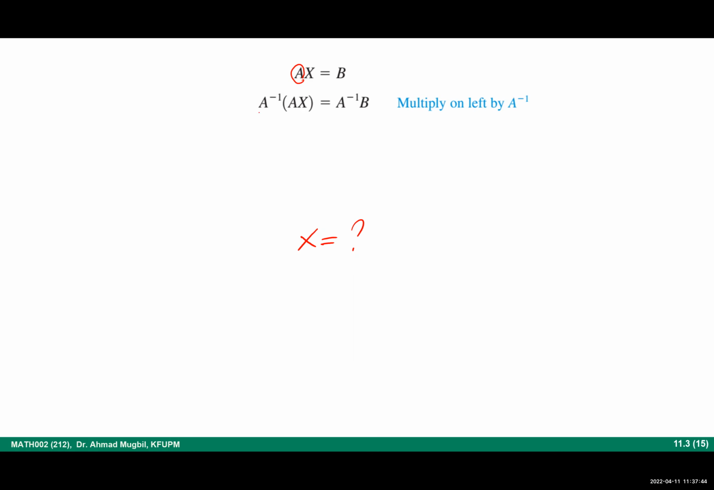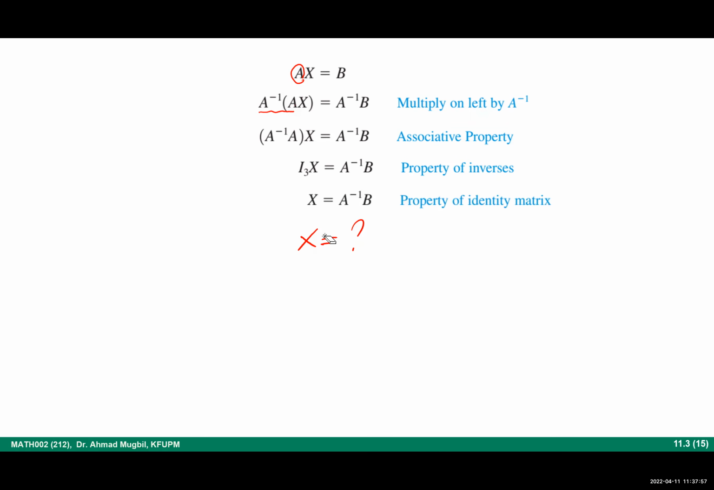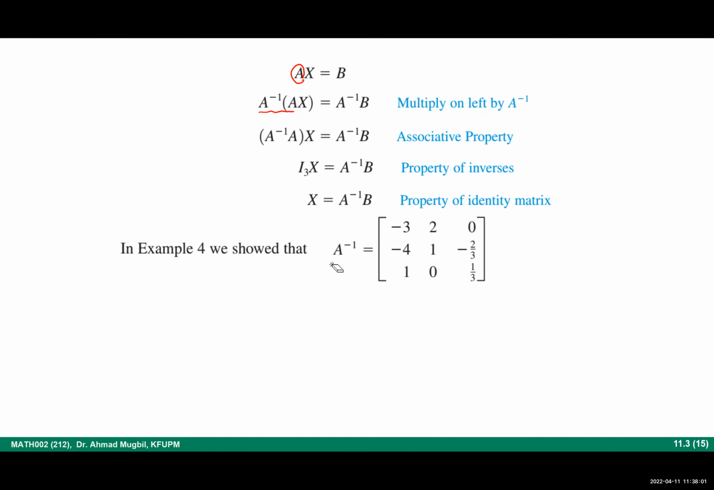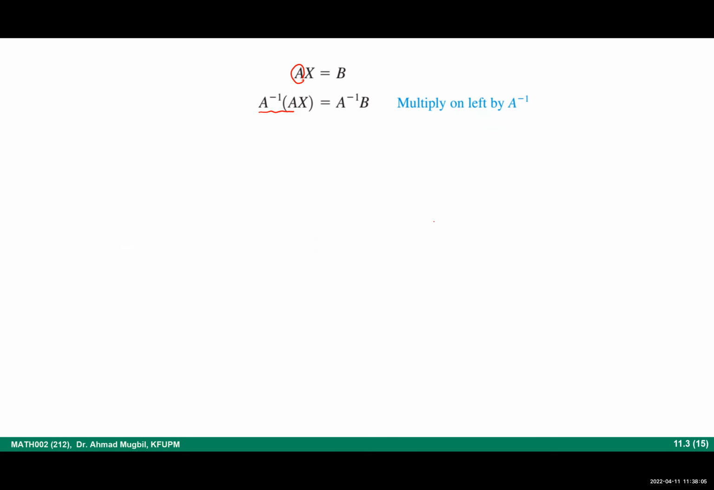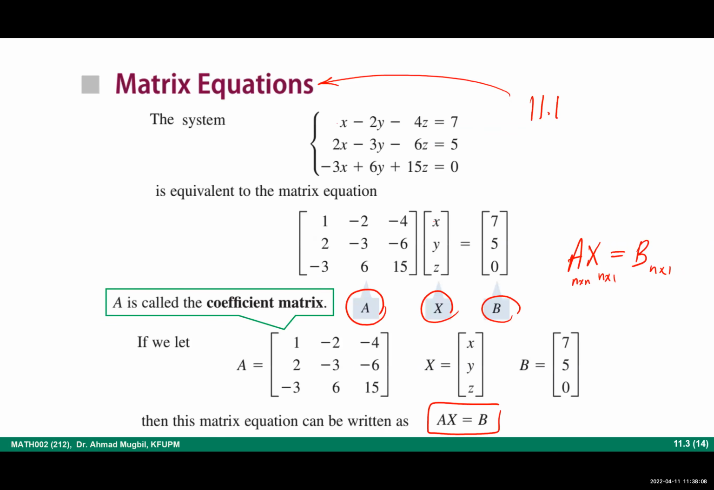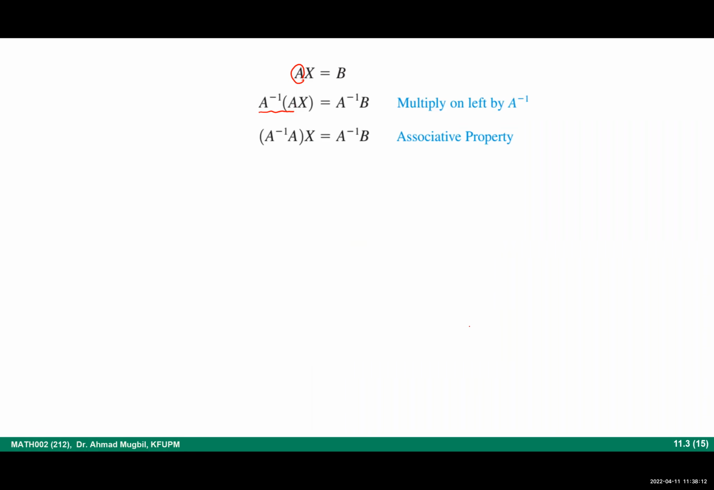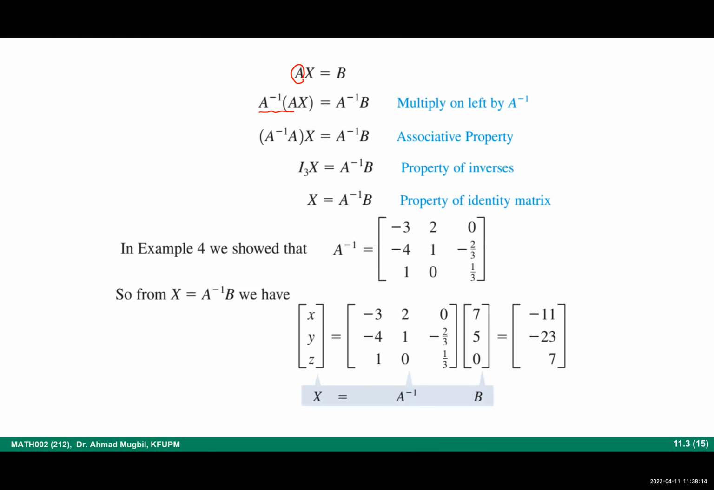Then we apply the associative property. So A inverse times A equals what? It equals the identity matrix, and the identity matrix multiplied by any matrix gives you the same matrix. Here we are. So X is the inverse of A times B. And this means that if you have the inverse for this system, and if you remember, we obtained the inverse of this matrix in the previous example, example number 4.